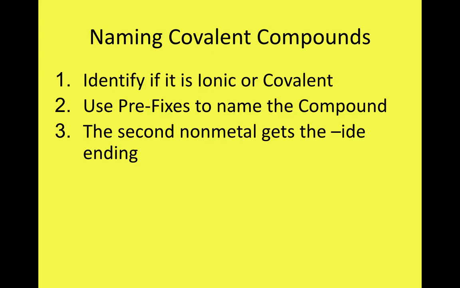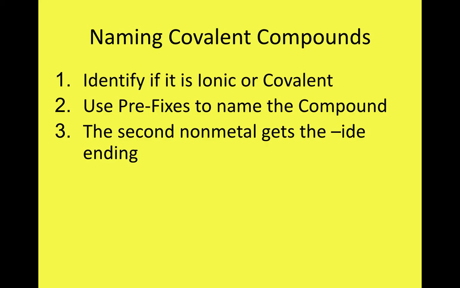There are 3 steps that you have to follow when you're naming covalent compounds. The first thing you want to do is identify if it's ionic or covalent. Get in the habit of asking yourself, is it ionic or covalent? Eventually, when they're all combined, you do need to do that. The second is you're going to use prefixes to name the compound. In covalent, everything gets prefixes. Ionic does not get prefixes.